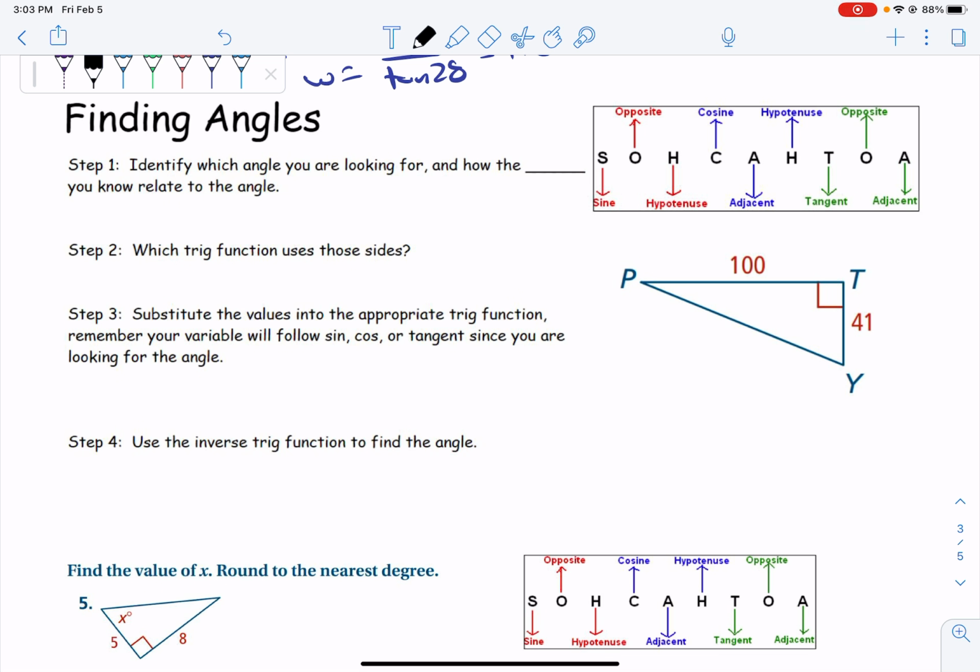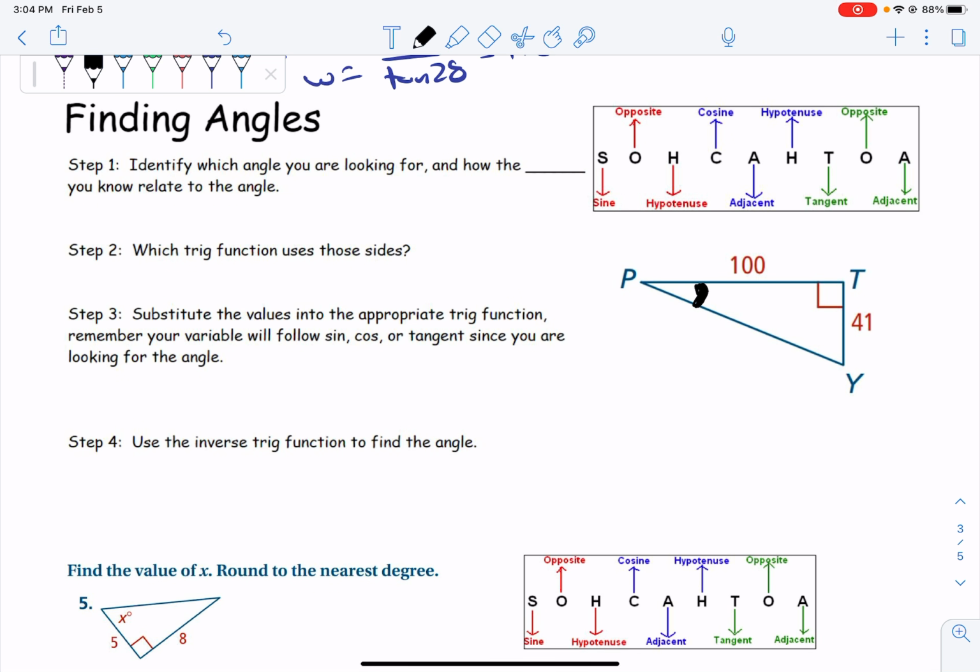So in my example right here, I've got this triangle, PTY, and it gives me one side as 100, and it gives me another side, and it tells me that it's 41. So what it wants me to do is find the angles. Now, this problem can go two very different ways depending on which angle I choose to use first, because my ratios are going to change. So I am going to start with angle P, this angle right here. I want to know what that angle is.